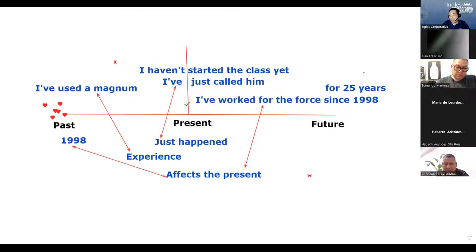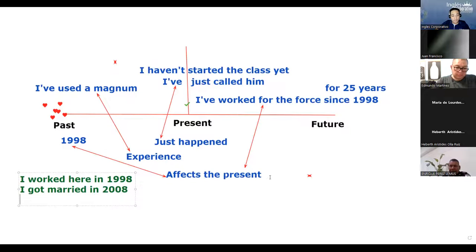So what is the difference with the past? The past is gone. The past is just an action that occurred in the past. Sounds redundant, but it is true. I worked here in 1998. It's gone. It's over. I got married in 2008. That's me. I lived 2 years in India, and so on, right? The past is the past.